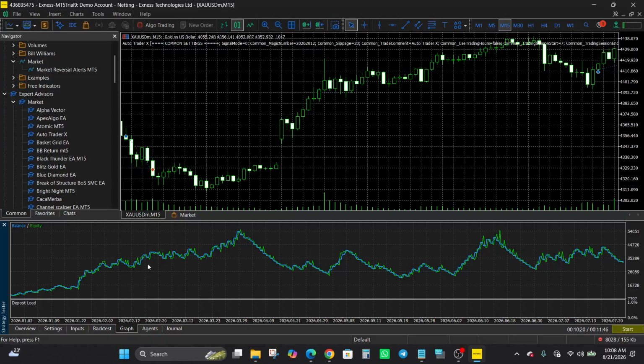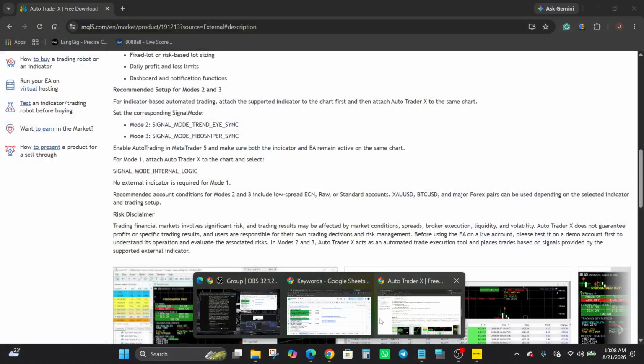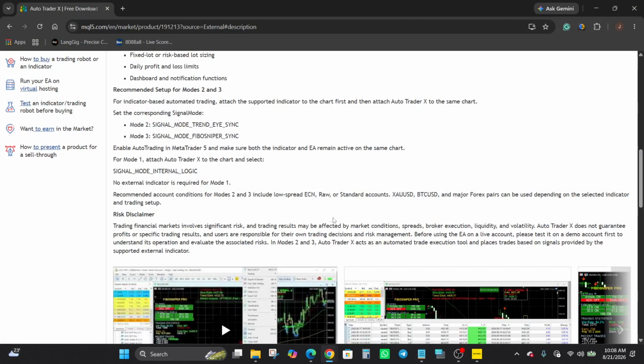Okay, so in conclusion, the developer of this expert advisor includes a clear risk disclaimer reminding users that AutoTrader X does not guarantee profit and that trading carries inherent market risk. So they strongly recommend testing the EA on a demo account first to evaluate its performance and parameters. Okay, overall, AutoTrader X offers a flexible mode execution setup for MT5 users, but as with any automated tool, running through demo tests is the smartest way to see if its execution logic fits your personal trading style.